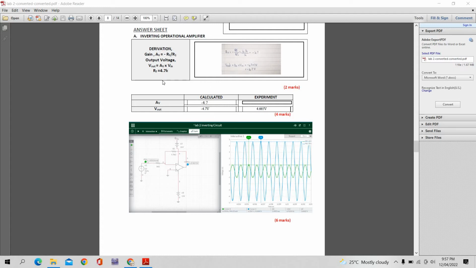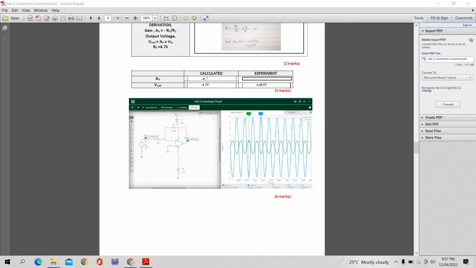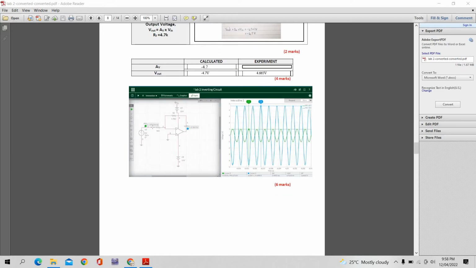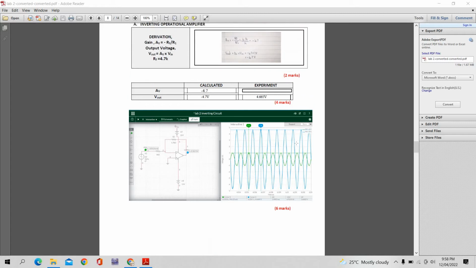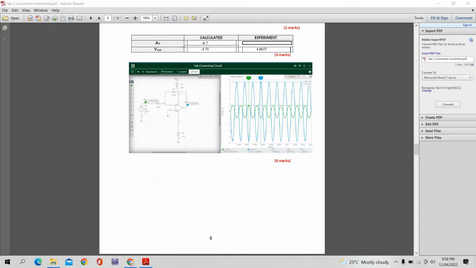Here the value is negative because in the inverting operational amplifier, the power supply will be connected to the negative terminal of the operational amplifier, so the phase of the signal will be inverted. Here we can see the phase of the input signal is different from the output signal; it is inverting. So that's why the gain formula has a negative sign.